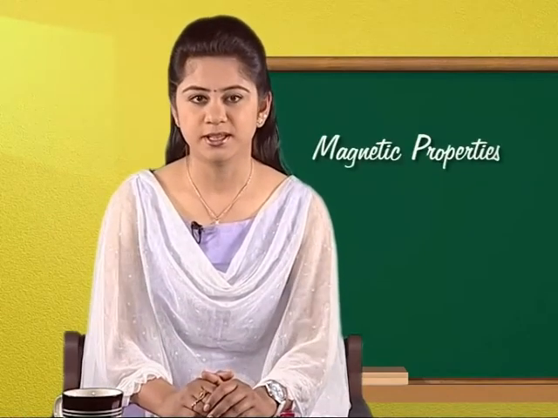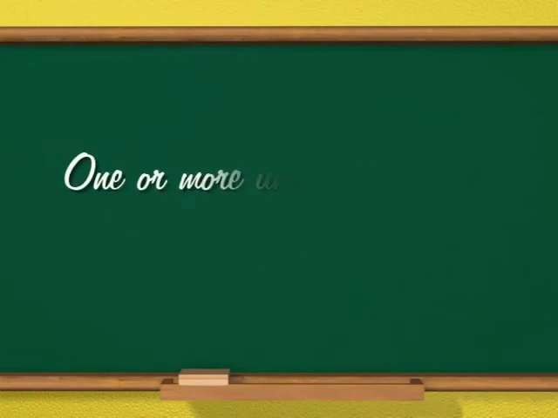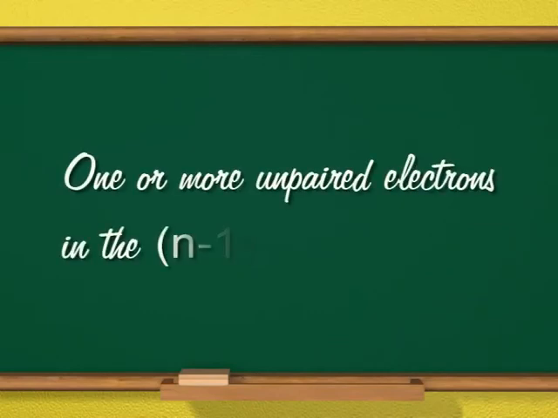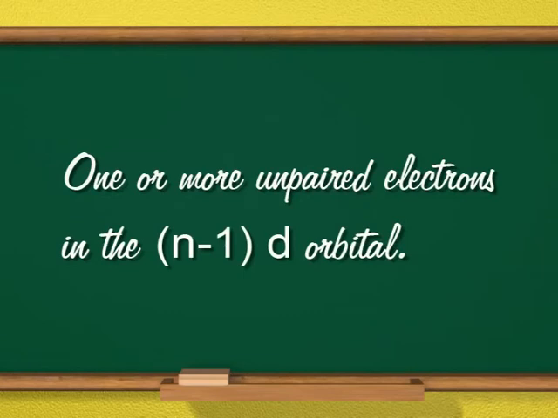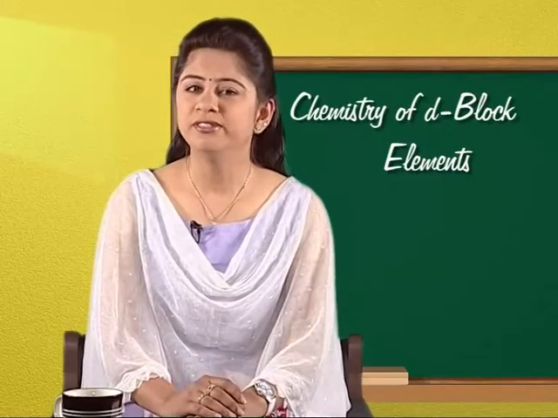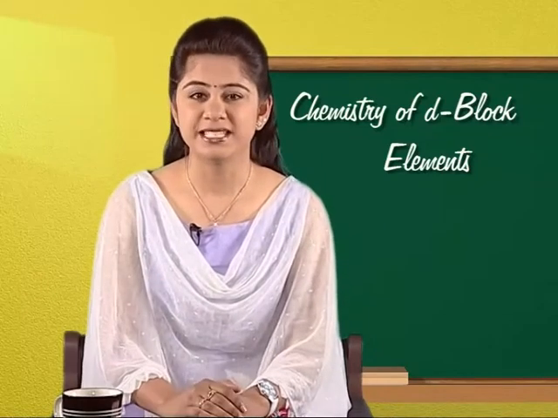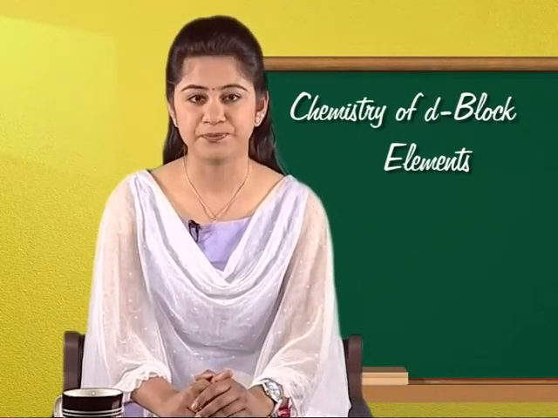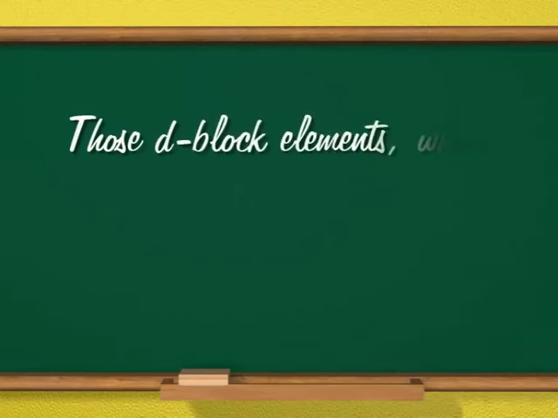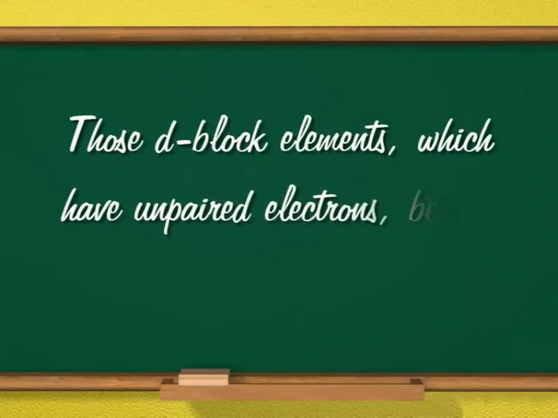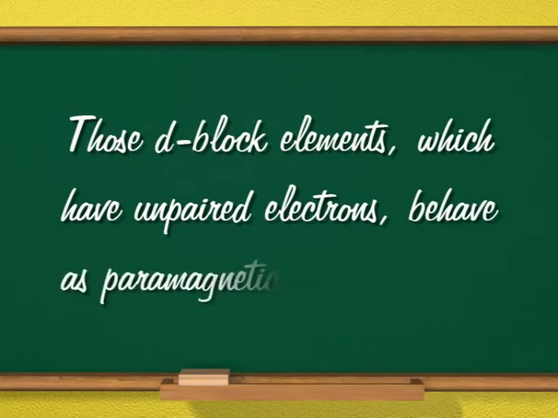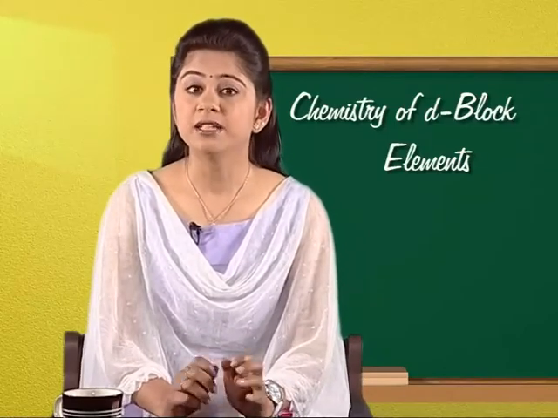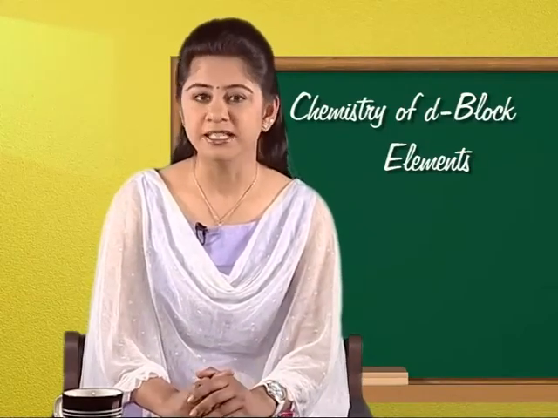Magnetic properties. Students, as we have discussed, transition metals generally contain one or more unpaired electrons in the N-1 d orbital. With the help of these electrons, we can easily understand magnetic properties in them. Those d block elements which have unpaired electrons behave as paramagnetic substances. These substances are attracted by the magnetic field.